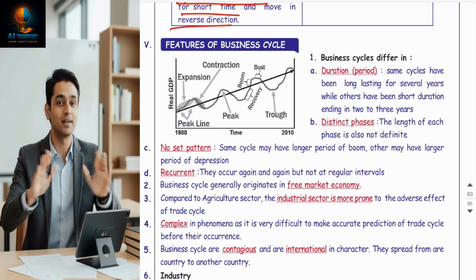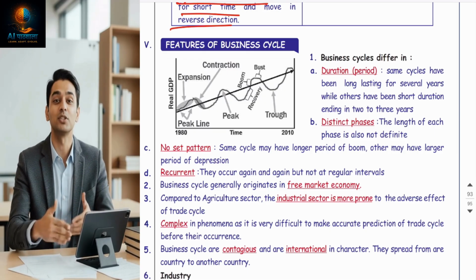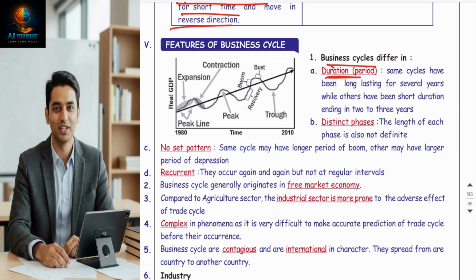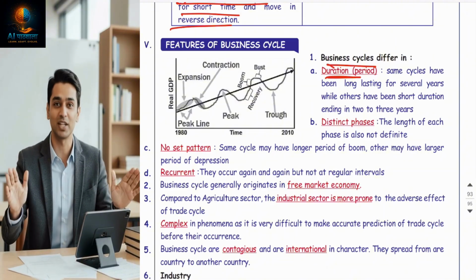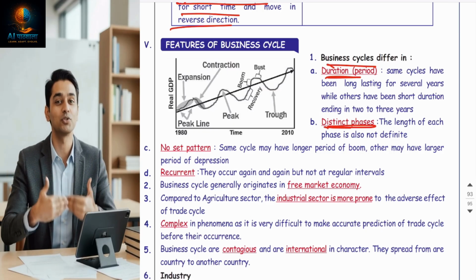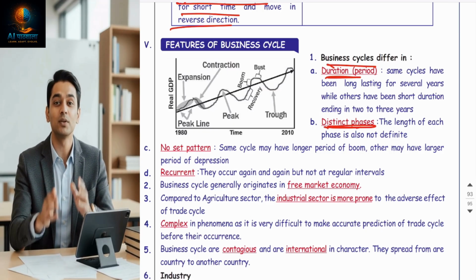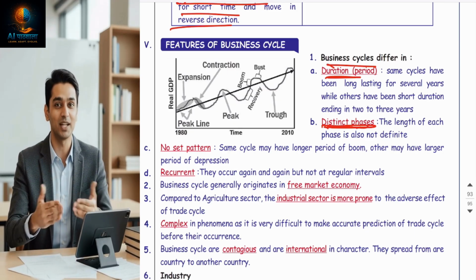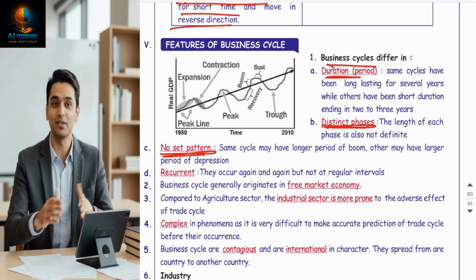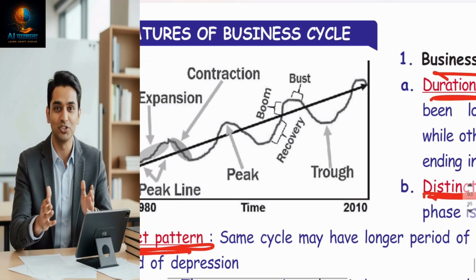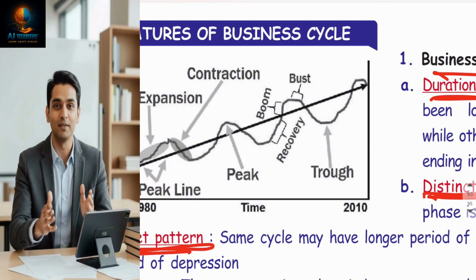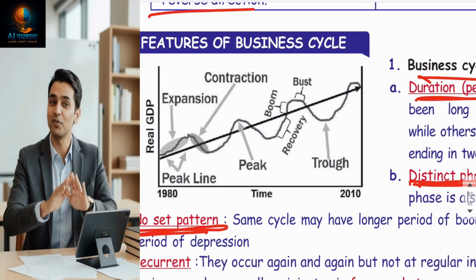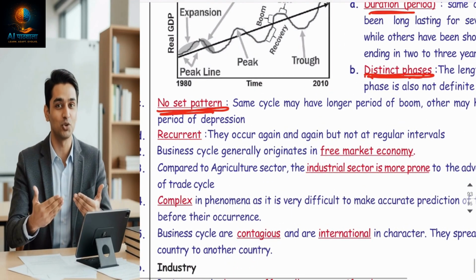Guys, the first feature is that the business cycle differs in duration. Some cycles last for years and others just a few. There is no fixed pattern. The length of boom or depression differs each time. Okay, there are no set patterns. If you look at the diagram, somewhere expansion is very short and contraction is very long. Somewhere contraction is very long and expansion is very short.